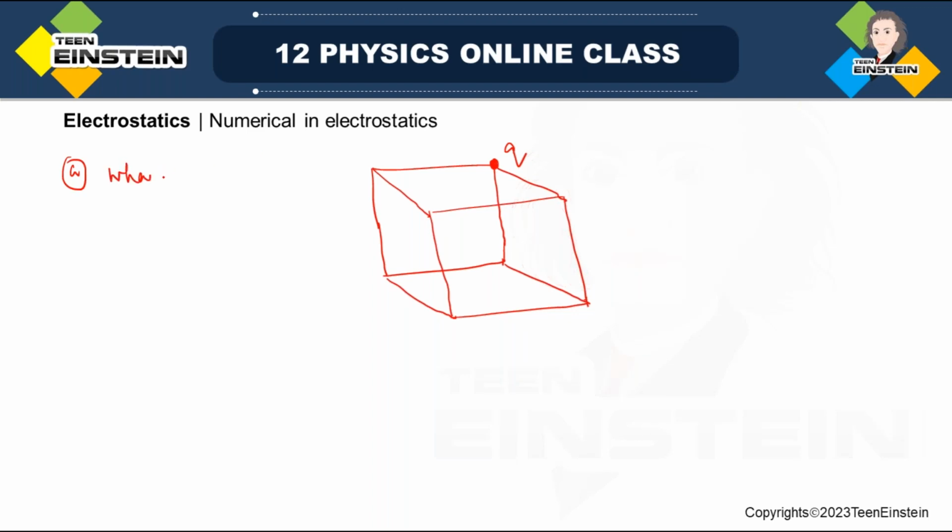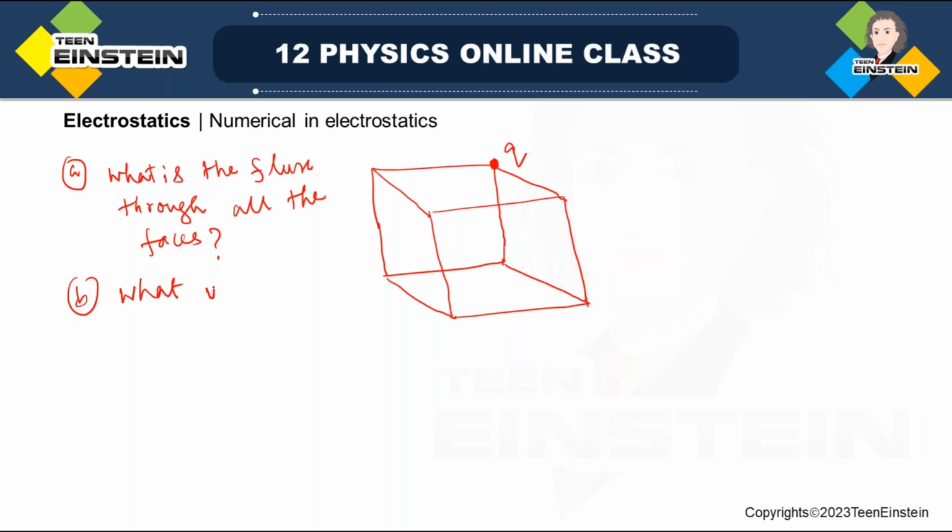Then the question is, what is the flux through all the faces, and what will be the flux through each face of the cube, each face? So this is the question now.